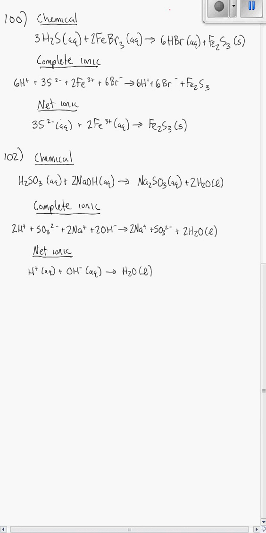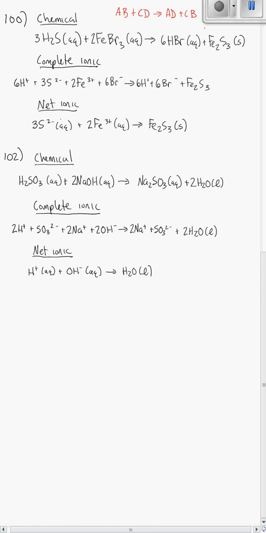Alright, problems number 100 and 102 each deal with double replacement, cations and anions that swap partners with each other. So for instance, if you had two chemical compounds, AB and CD, the cation A would swap places with the cation C, and you'd end up with AD and CB. So cations and anions switching places.